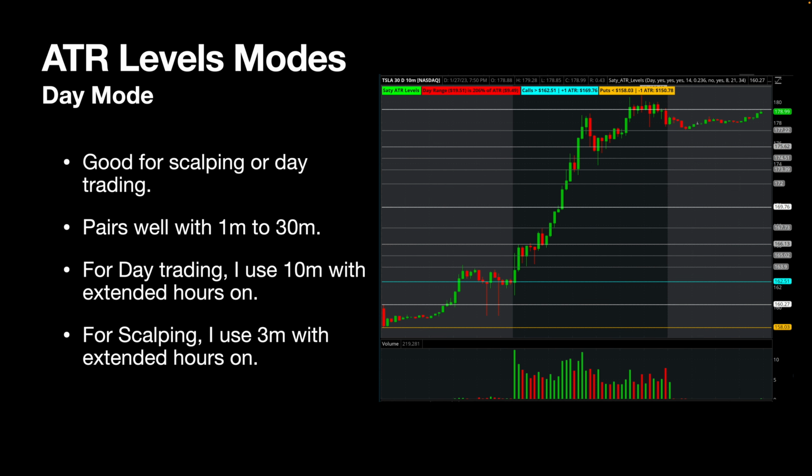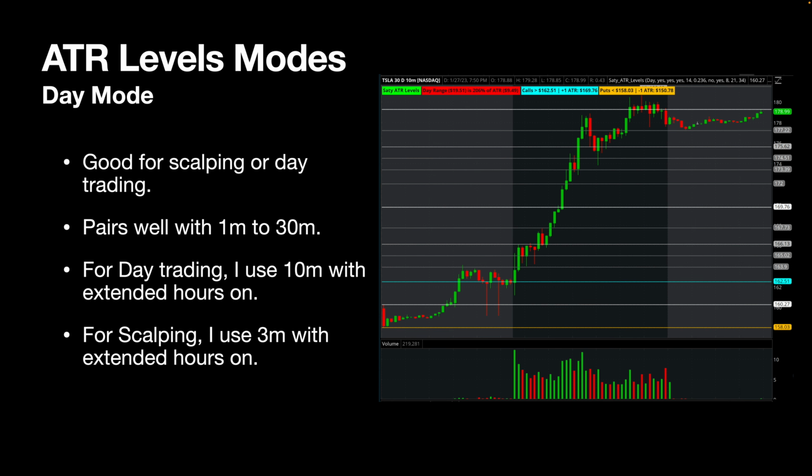Day mode pairs really well with anything under 30 minutes. I mean, you can go higher. Hourly might start. I mean, it would work. I'm not sure I would use it, but you certainly can go higher. But I think it pairs super well with anything from 1 minute to 30 minute. I use the 10 minute and I use extended hours on. So you can see that as an example here.